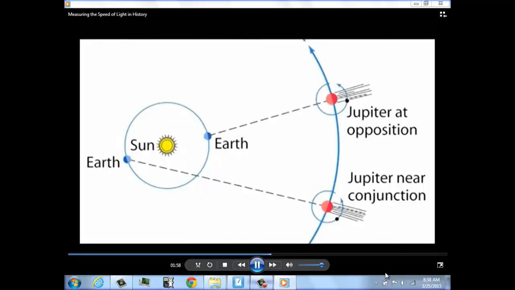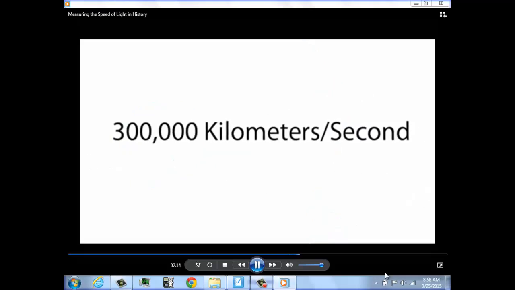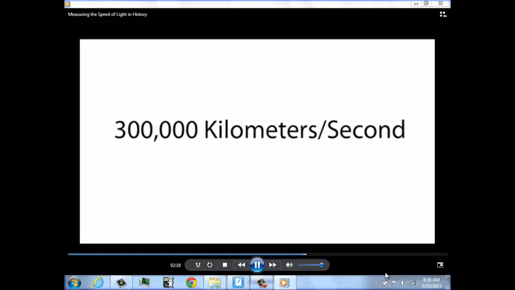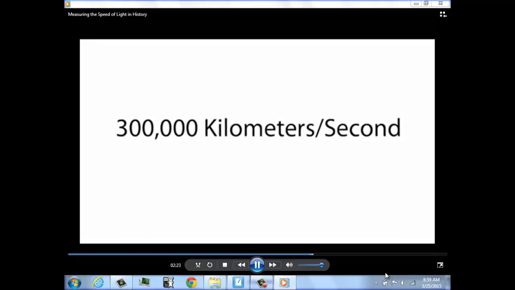He noticed that Io was ahead of schedule when the Earth was closer to Jupiter and behind schedule when Earth was farther away from Jupiter. Romer deduced that the irregularities in Io's orbit must have been due to the finite speed of light. Based on careful observations, his data implied that the speed of light was about 300,000 kilometers per second. Which is basically 3 times 10 to the 8 meters per second.